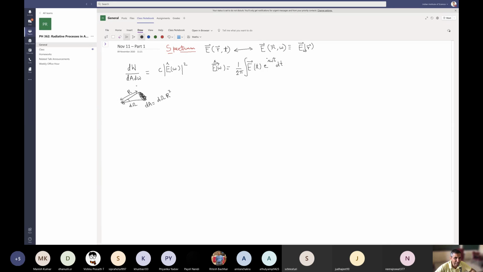So we can write dW by d omega d omega. The energy crossing per unit solid angle is nothing but C r square E hat omega the whole square. Okay, and we have to actually use this. There are some steps involved, but let me write this down. First, let me write this down for pi square integral of R E T.